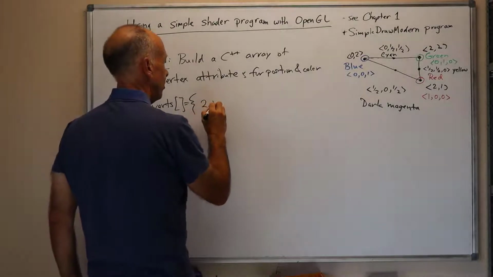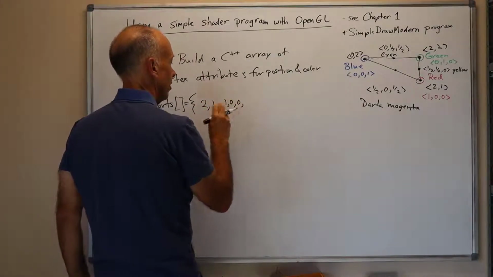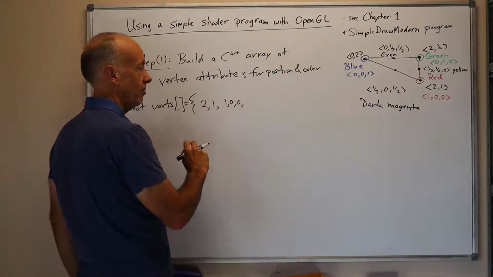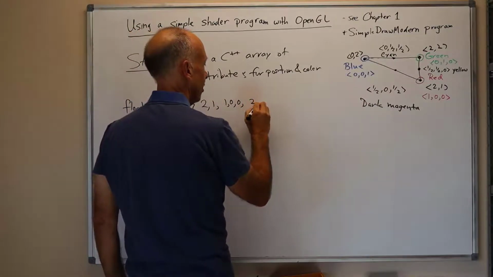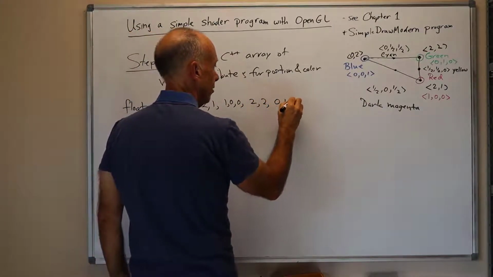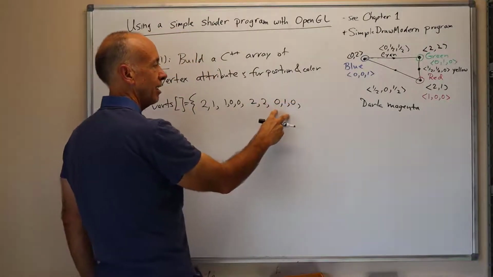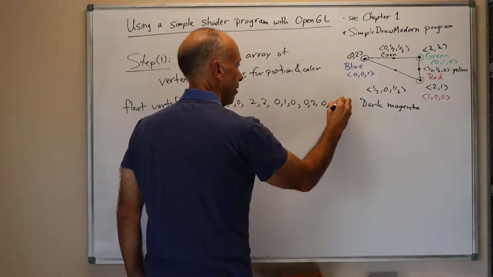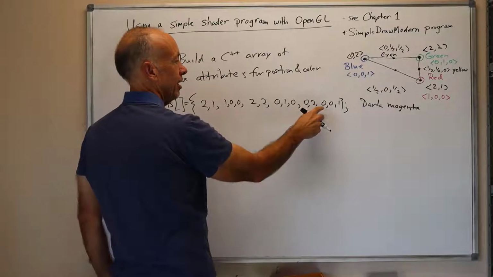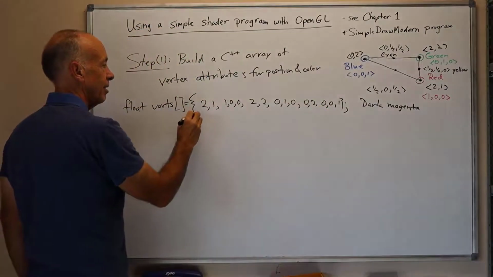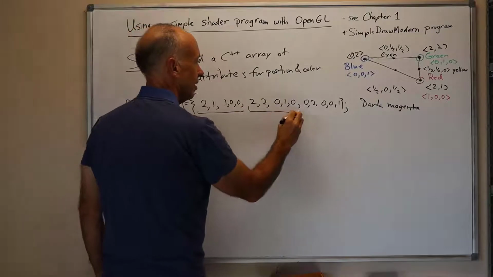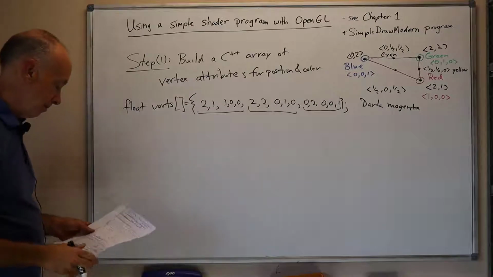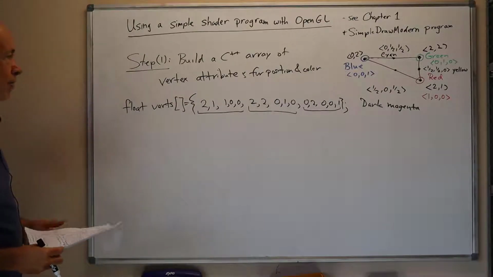So it's 2, 1, 1, 0, 0. That's the position of the first vertex as 2 floating point numbers, and then the color of the first vertex is 3 floating point numbers. Then 2, 2, 0, 1, 0. That's the position and the color of the second vertex. And then 0, 2, 0, 0, 1. That's the position and the color of the third vertex. So we've got first vertex, second vertex, third vertex: position, color, position, color, position, color. And this just builds an array in C++.